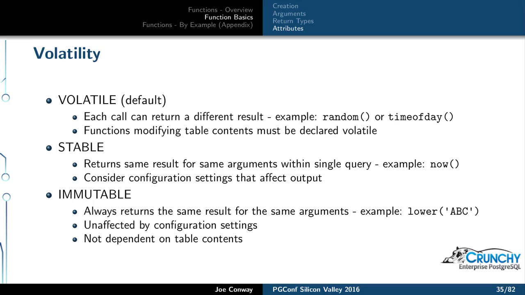You have to be a little bit careful about things like configuration settings. If you mark a function immutable, but it's returning a timestamp in a particular format that's determined by your system settings, that can mess things up. You build an index on that. You can have a variety of problems if you mark things as immutable when they really aren't.